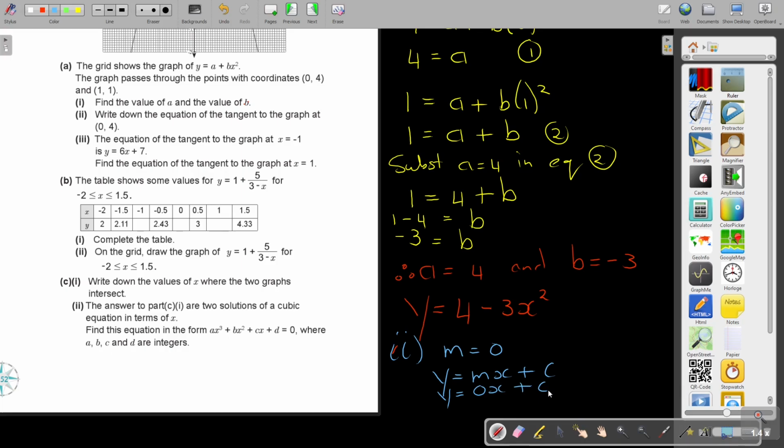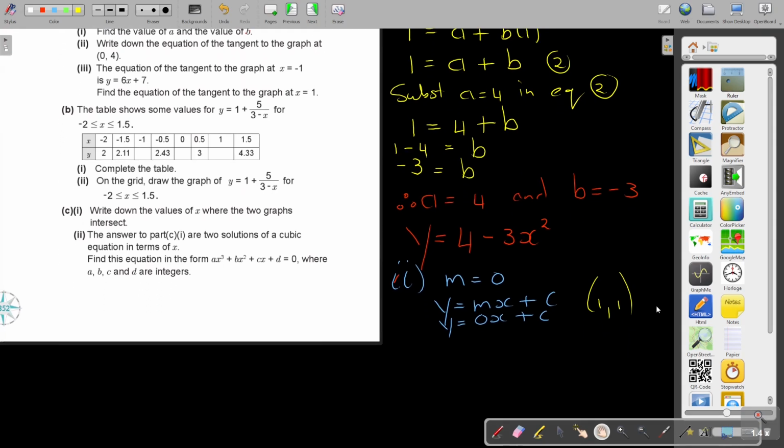Now you take a point, any point. What points do you have? You have points on the line. You can take (1, 1). So if I substitute the point (1, 1), it's on the line. Don't forget, this is my x, this is my y. So I'm going to say 1 equals 0 times 1 plus c. So what is my value of c going to be? 1. So therefore, what will my equation be?